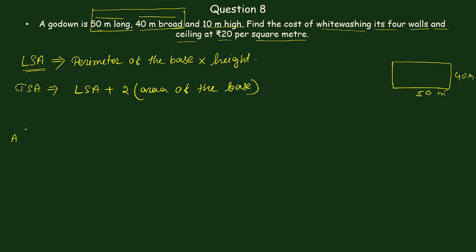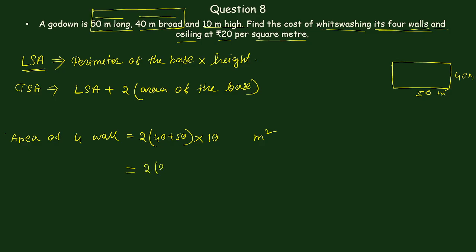So according to this question, we'll write it as a four wall. Area of four walls: the base is a rectangle, right? So 2 into (length plus breadth), that is 40 plus 50, right? And multiplied by height. Height is 10 and the unit will be meter square.